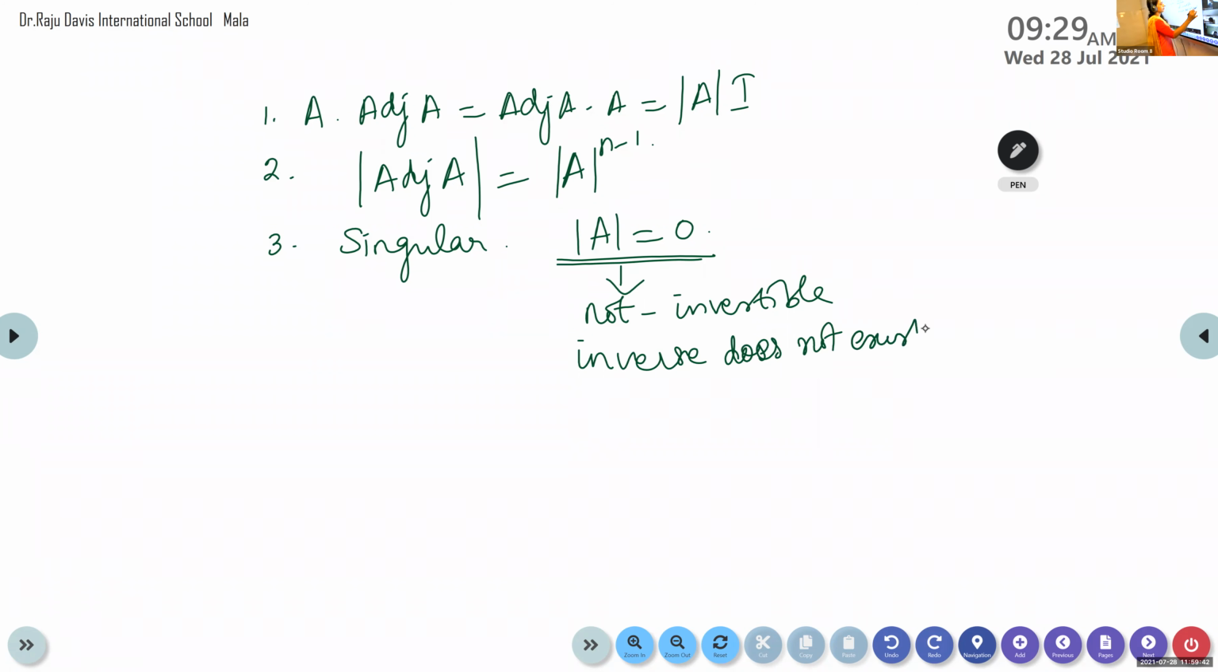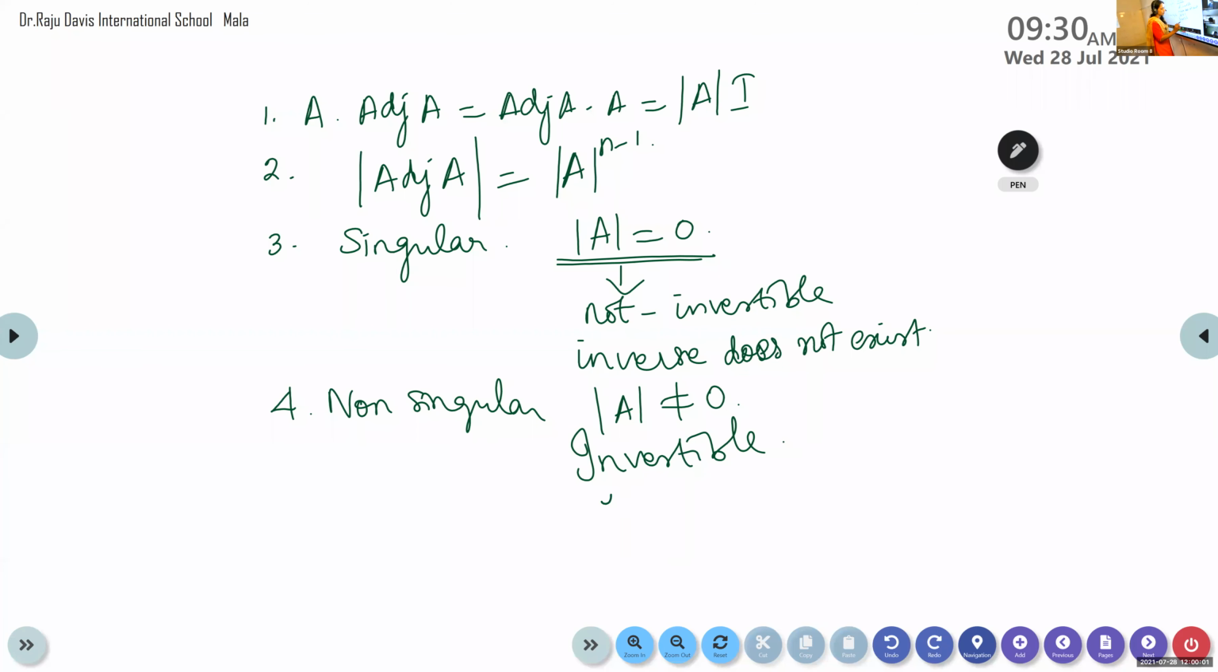Then, the fourth one is non-singular. What is meant by non-singular? Non-singular means determinant A is not equal to 0. If determinant A is not equal to 0, then we can say it is invertible. The given matrix is invertible. So that means the inverse exists.